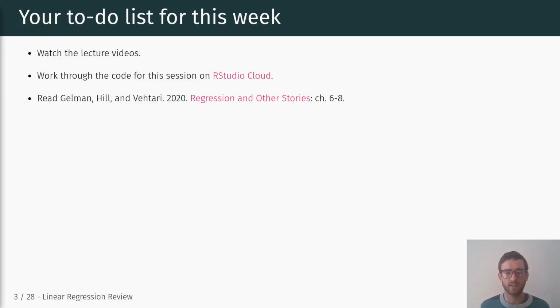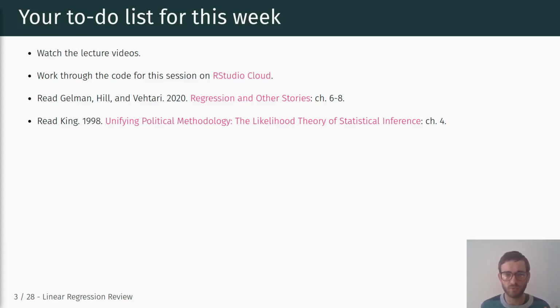Then, of course, please read the assigned chapters in our textbook. That's chapters 6 through 8, where we have the basic regression review in that textbook. I have some additional readings. One is on maximum likelihood or the likelihood theory of inference, King chapter 4. You already read the first 3 chapters in the previous week, and this chapter adds this idea of maximum likelihood and gives you a little bit more background on that.